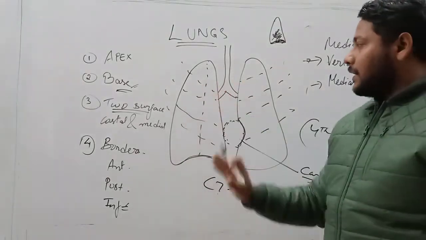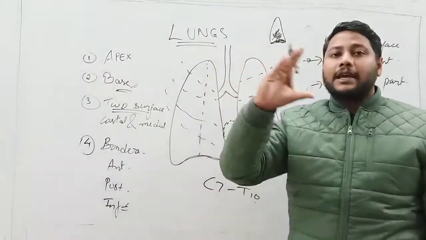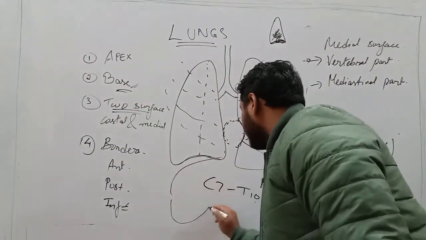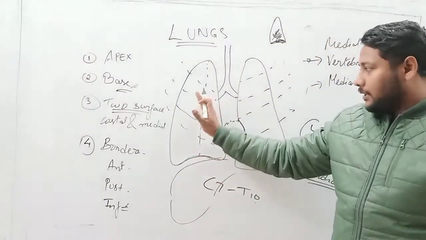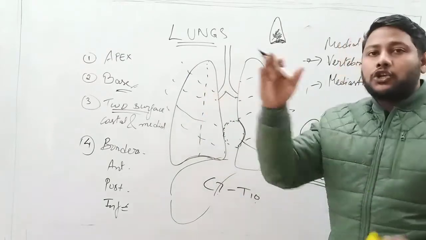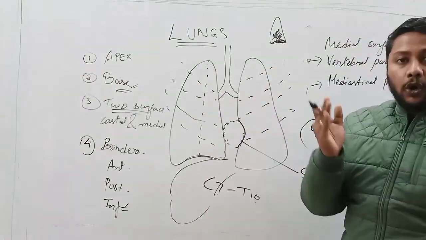Alright, the right lung is somewhat heavier and shorter because here we have the liver. This liver is going to push the right lung. So the right lung is heavier, but it is shorter as compared to the left lung. The left lung is narrower and longer.